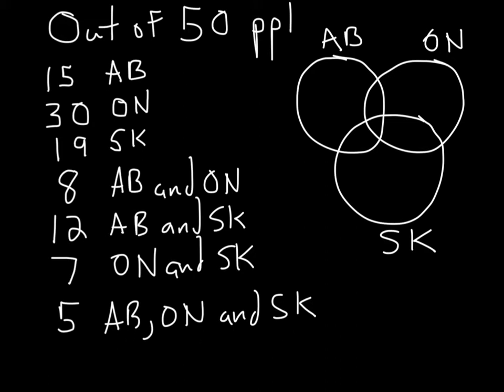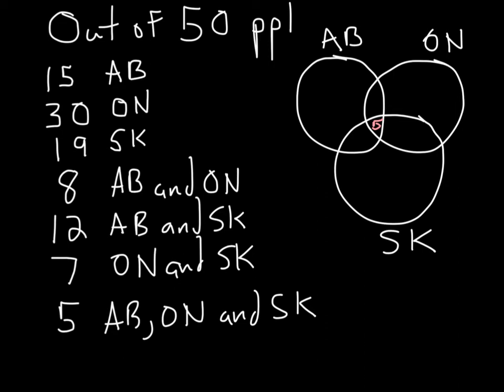So we can start to fill this into our Venn diagram. So we know that 5 people have been to all 3 provinces. So we can put a 5 in the middle there. Now let's work backward. It's kind of the easiest way to fill in these diagrams, to start at the intersections and move outwards, I find anyway. That's a good place to start.